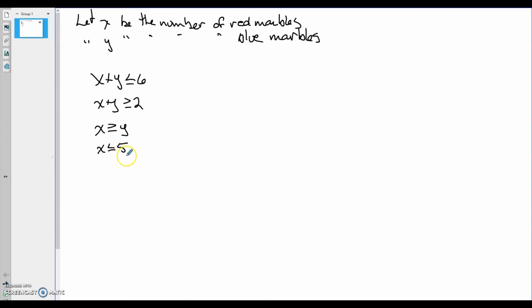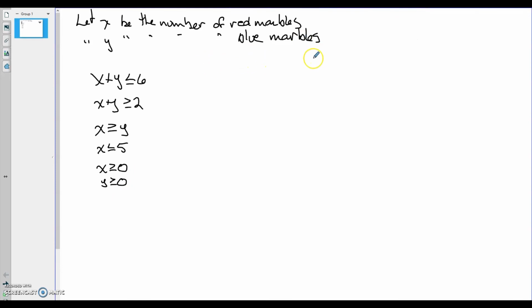Now there are also two other statements that we always have to keep in mind. In this case, we can't have less than 0 either red or blue marbles. We can't have a negative number of marbles. So that means that x has to be greater than or equal to 0, and y also has to be greater than or equal to 0.